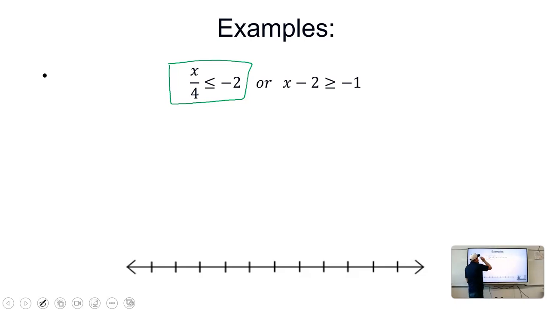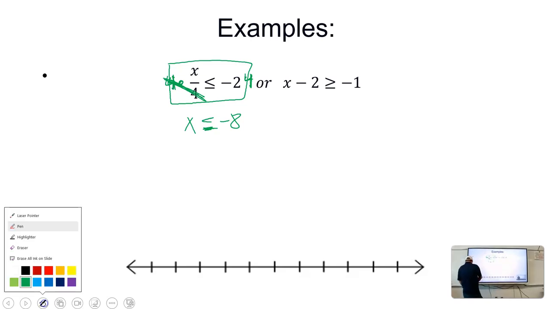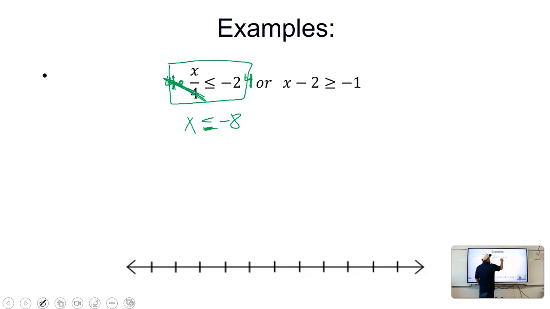So x divided by 4, the inverse operation is multiply. So we're going to multiply the left side by 4. And we're going to multiply the right side by 4. Those cancel out. And I get x is less than or equal to -8. Because -2 times 4 is -8. Okay. Now, let's focus on the right side. We're going to add 2 to both sides. And we get x is greater than or equal to 1.